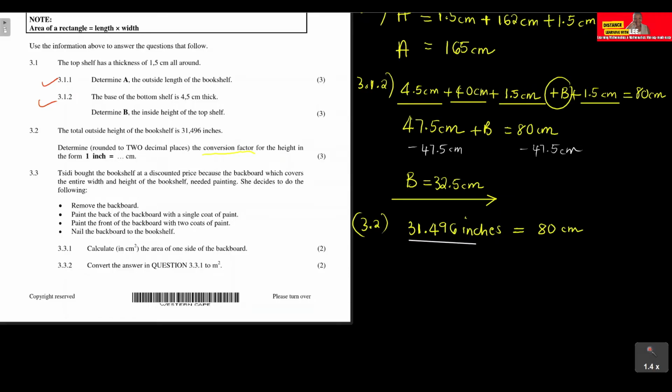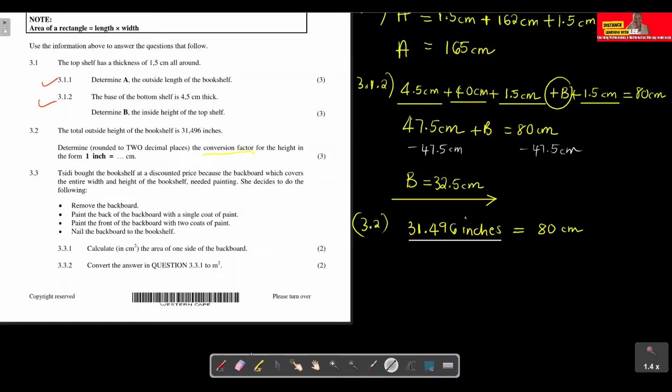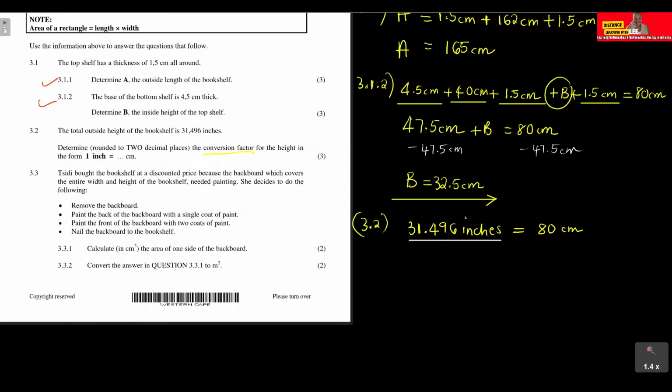So we need to divide now this 31.496 by 31.496 inches, okay? Not inches, just 31.496. So we are going to divide by 31.496. We're not dividing by inches because we're not trying to cancel out the inches on the left-hand side, right?